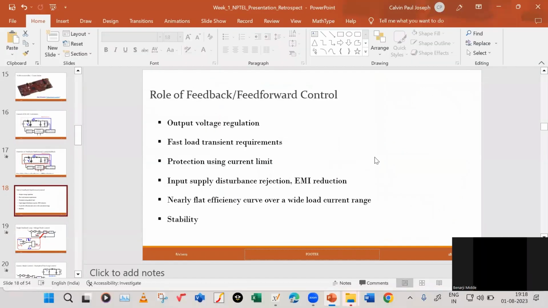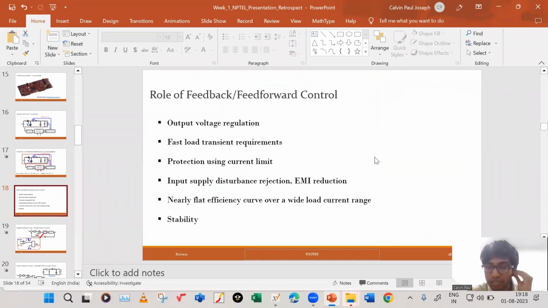Sir, how is the EMI reduced, sir? There are certain advanced techniques, but that is a very high level topic actually. Like frequency spread spectrum or hysteresis control. All these can help to decrease the EMI.